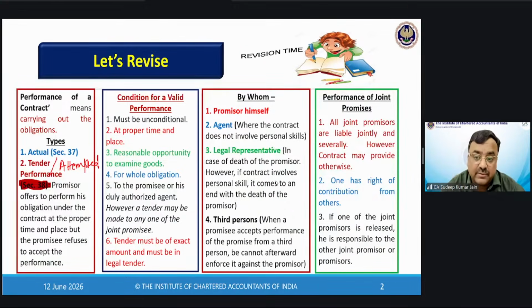I'm giving you 1 minute to please read this slide carefully. Please read carefully.